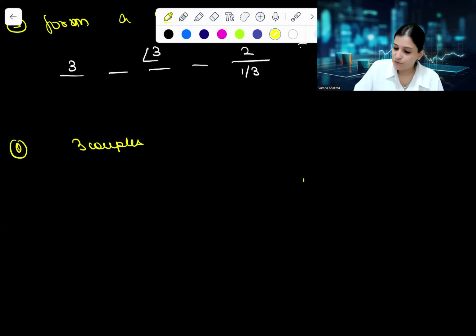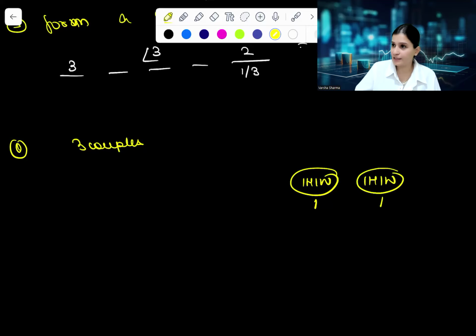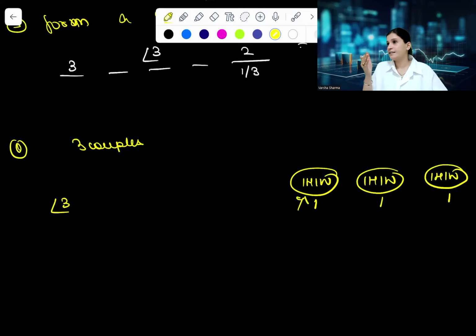So 3 couples: one husband, one wife, a bundle, one couple. Another husband, another wife, another couple, another bundle. One husband, one wife, another couple, another bundle. So 3 bundles, 3 couples. They can be arranged in factorial 3 ways. Now every bundle needs to sit together, but they can sit left, right.